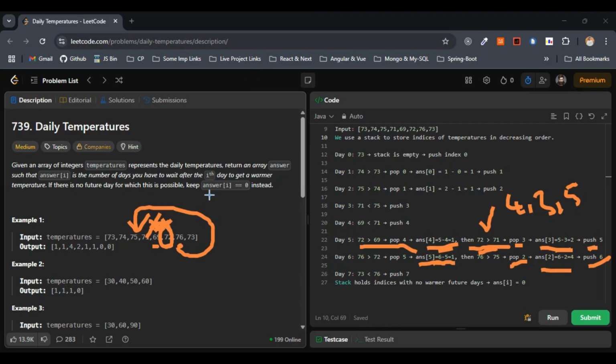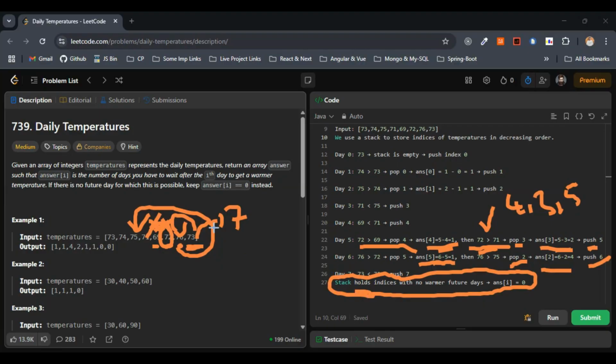The final one, the last thing. Let's come to the last one. We will check whether 73 is greater than 76. 73 is less than 76. So we'll push 7 here in this case. The stack holds indices which have no warmer future days. So answer of the iterated value is 0. We don't have any elements left in the stack, right? So the answer that we got here is 1, 1, 4, 2, 1, 1, 0.